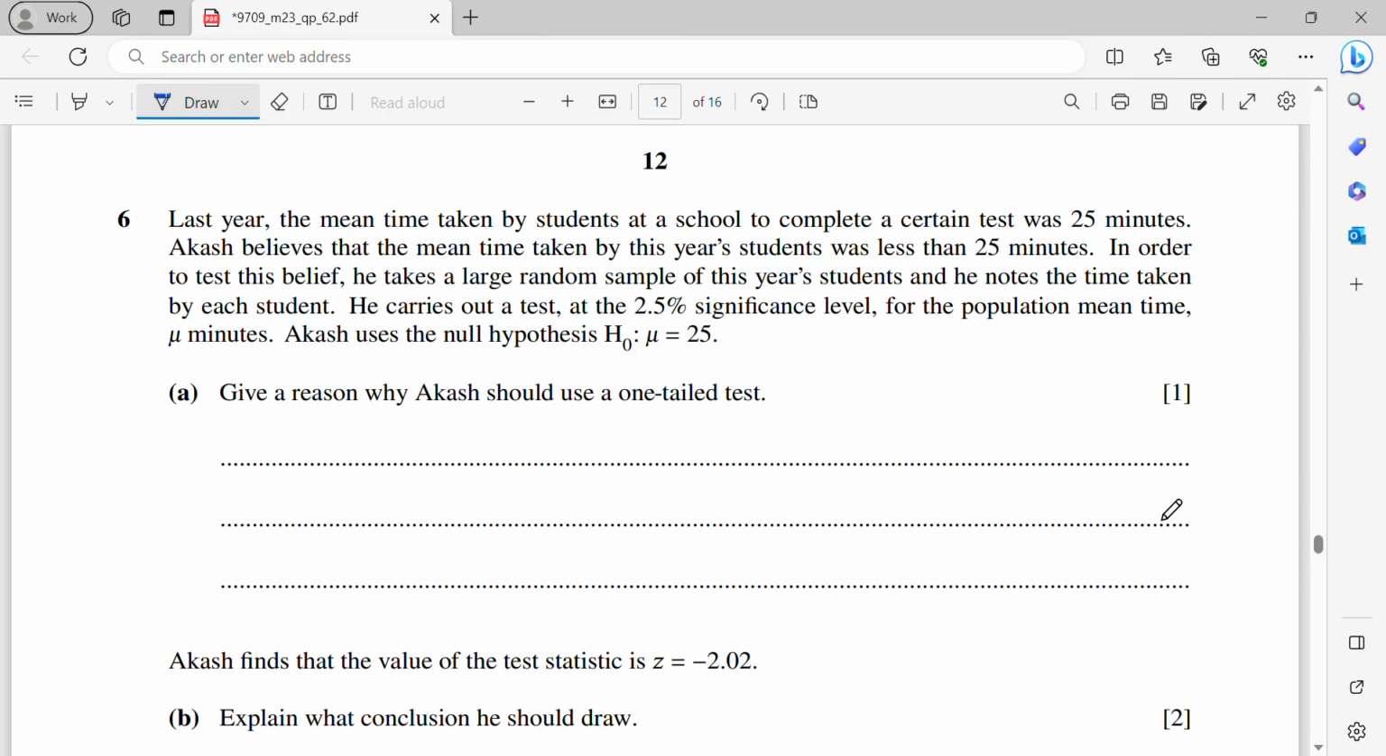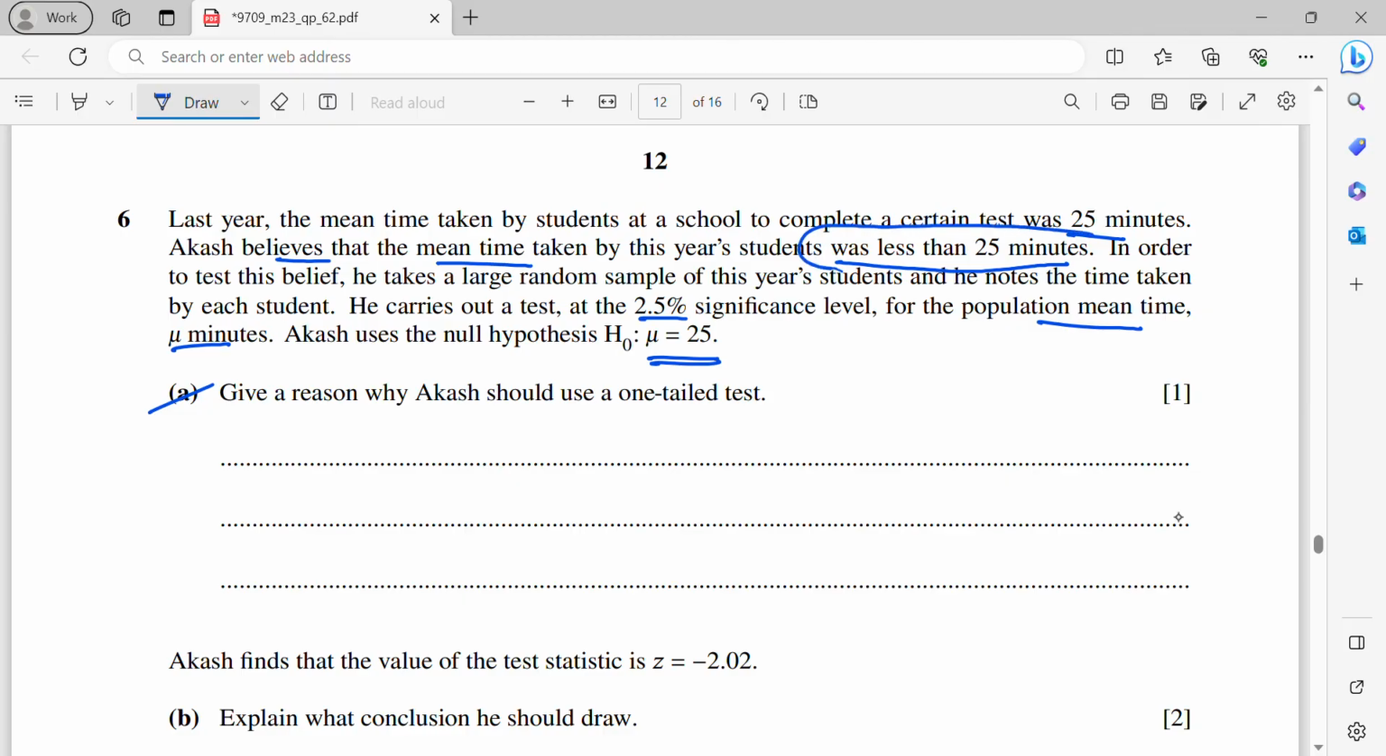Now, question number 6. Last year, the mean time taken by students at a school to complete a certain task was 25 minutes. Akash believes that the mean time taken by this year's students was less than 25 minutes. In order to test this belief, he takes a large random sample of this year's students, and he notes the time taken by each student. He carries out a test at 2.5% significant level for the population mean time mu minutes. And this is the null hypothesis, right? Mu equals to 25.